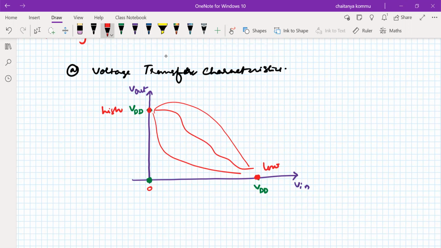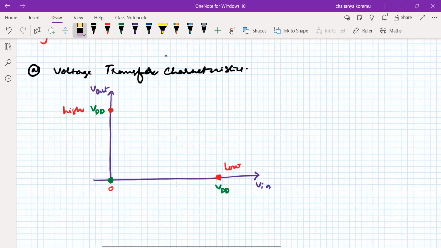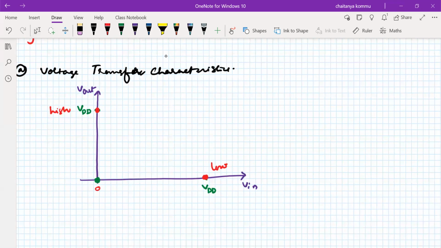That means the output will move from the high value to the low value. So how is it moving? That's the question. For that, what we should know is that this is identified from the region of operation of the transistor. Please remember carefully. We know that we have a resistor here.